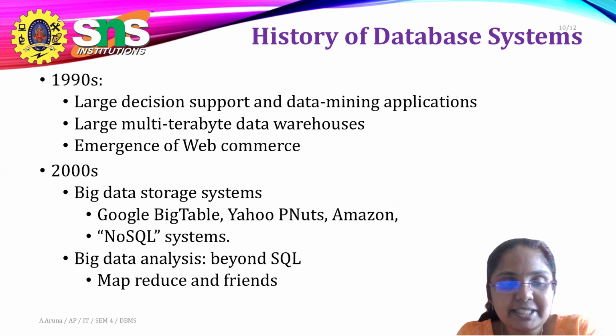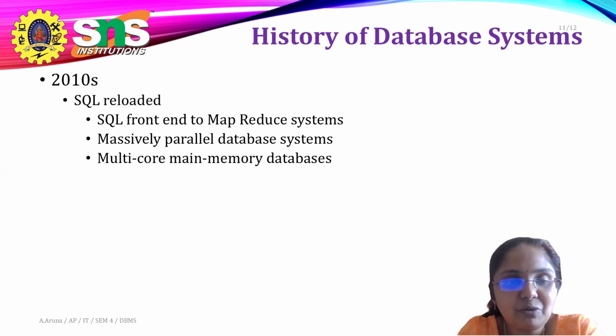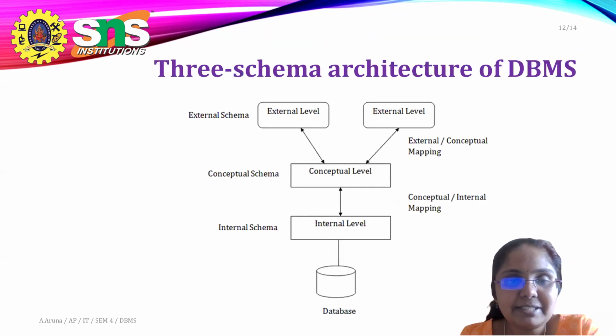In the 2000s, big data storage systems were needed. For that, they used Google Bigtable, Yahoo PNUTS, and Amazon, and the NoSQL systems also evolved. Big data analysis beyond SQL used MapReduce. In the 2010s, SQL Reloaded, an SQL front-end to MapReduce systems, massively parallel database systems, and multi-core main memory databases are used. Nowadays, in our day-to-day life, we use database management systems everywhere.